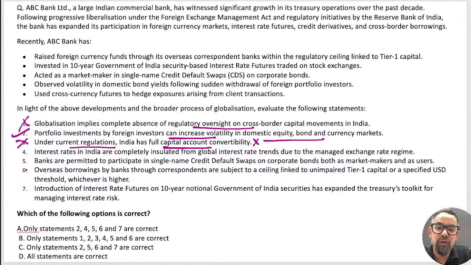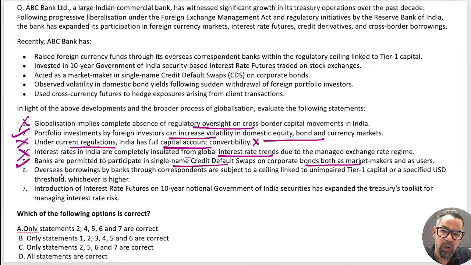Wrong. Fourth one is interest rates in India are completely insulated from the global interest rate trends. No, this is also the role of your RBI, and fiscal policy and monetary policy are more important. Banks are permitted to participate in single name credit default swap on corporate bonds, both for the market makers and market users. This should be correct. Like a plain vanilla swap basically, right?